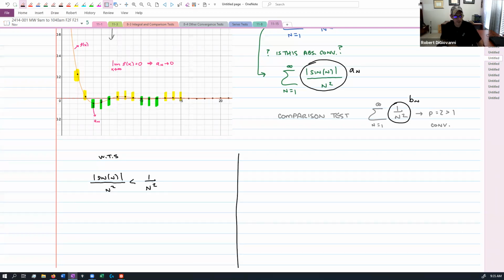So just multiply both sides by n squared. If you multiply both sides by n squared, you get the absolute value of sine of n is less than 1.